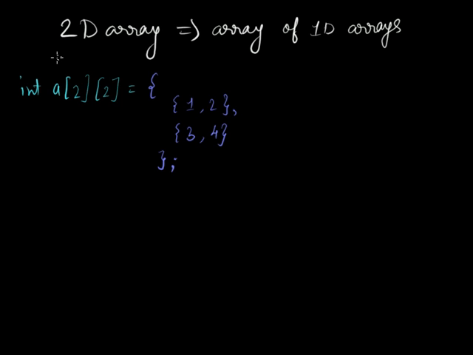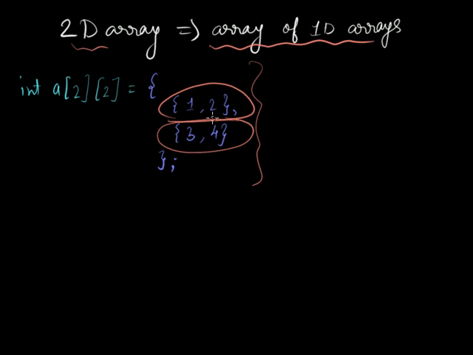Okay, now what we know is that a 2D array is nothing but an array of 1D arrays. So we have this 2 by 2 array, which contains 2 rows and 2 columns. Now this is nothing but one array and second array. So 1, 2, this is the first array, 3 and 4, this is the second array. So array of arrays. Right. So what we are going to do is to learn how a 2D array gets represented in memory.